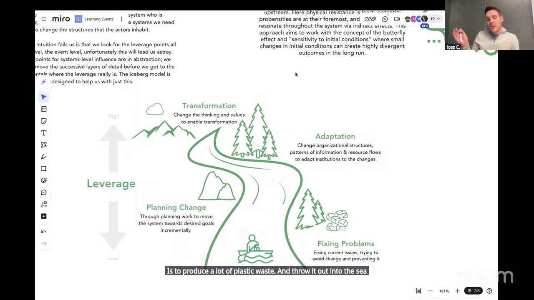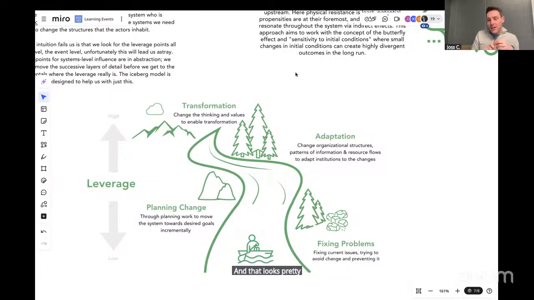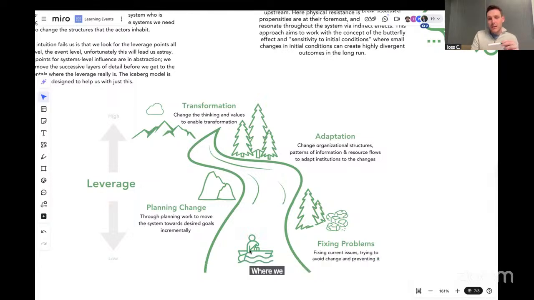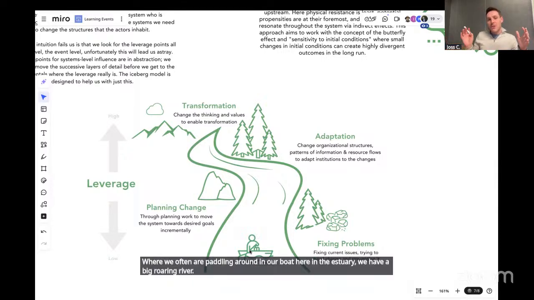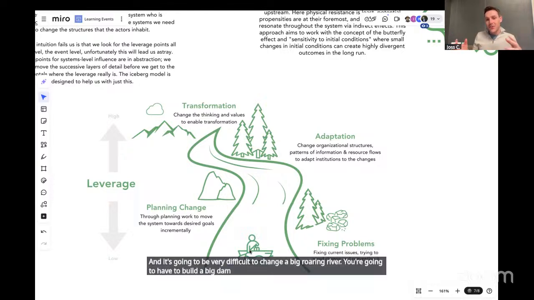So you're coming along and say, I want to change the system. I want to change the course of this river. And that looks like a pretty ambitious endeavor. So we're going to have to find high leverage if we're going to achieve this. And if we go downstream, where we often are, paddling around on our boat here in the estuary, we have a big roaring river. And it's going to be very difficult to change a big roaring river. You're going to have to build a big dam and get a lot of concrete and a lot of money and so forth. And then you might put a lot of force into changing that system.